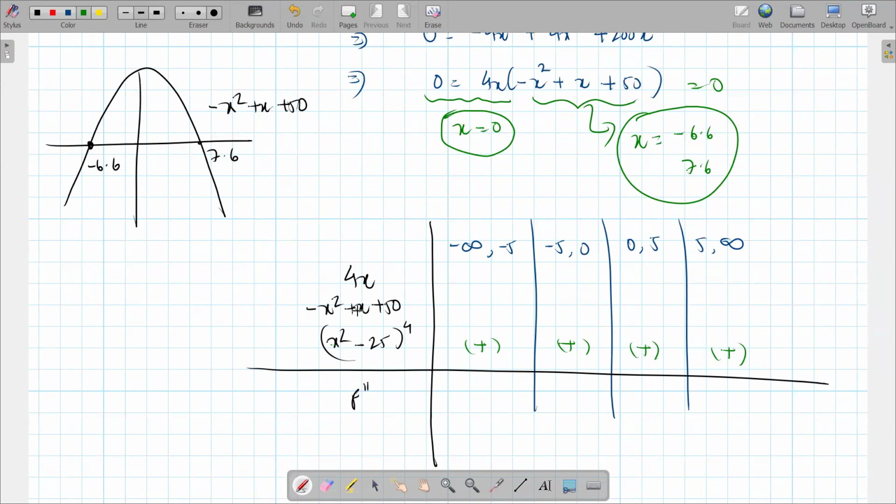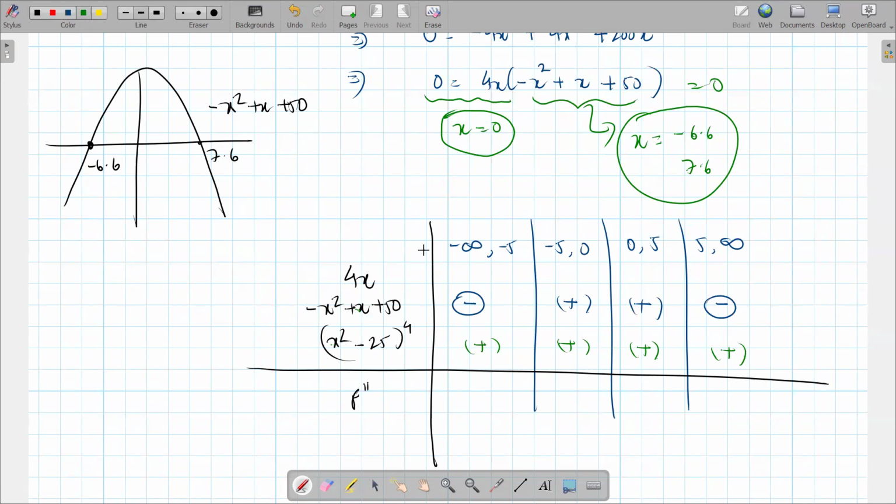For this guy, it's a little bit tricky. Okay, so from -∞ to -5, I'm just looking at the value of -6. Looks like it's going to be negative. From -5 to 0, looks like it's going to be positive. From 0 to 5, looks like it's going to be positive. And then from 5 to infinity, I'm looking at the last section here. It looks like it's going to be negative.